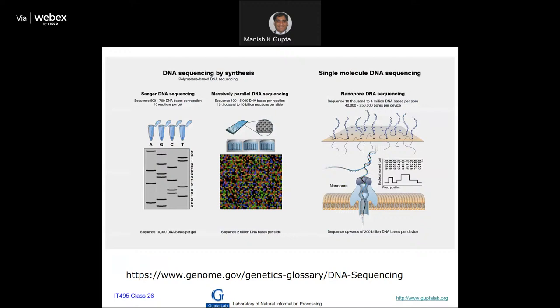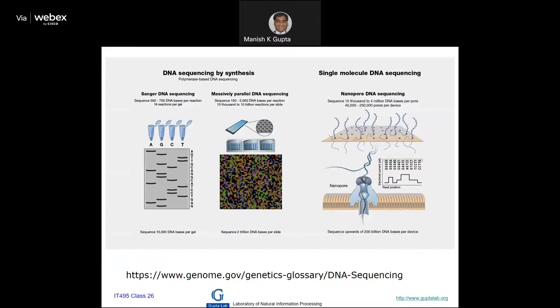So as you can see here, Sanger DNA sequencing is all polymerase based DNA sequencing by synthesis. It sequences 500 to 700 DNA bases per reaction, with 16 reactions per gel, the gel electrophoresis experiment. So overall it sequences 10,000 DNA bases per gel. In massive parallel DNA sequencing, you sequence 100 to 5,000 DNA bases per reaction, with 10,000 to 10 million reactions per slide. This is the really revolutionary idea. It can sequence 2 trillion DNA bases per slide.